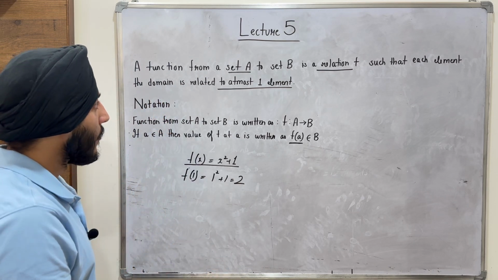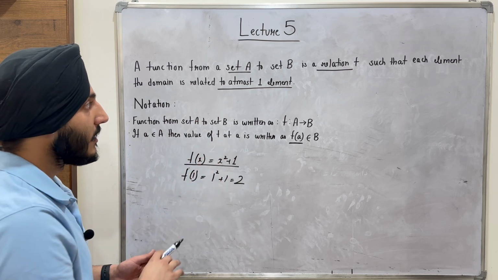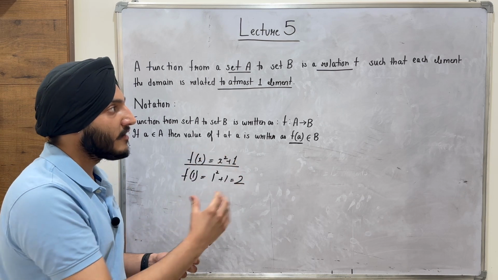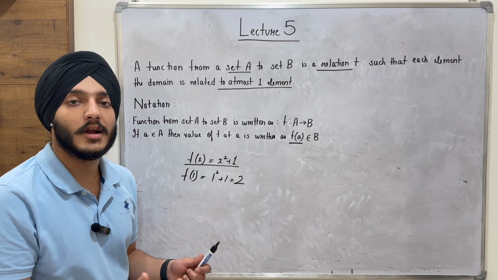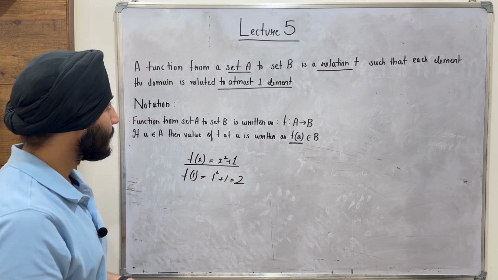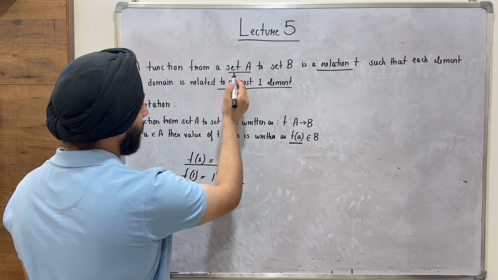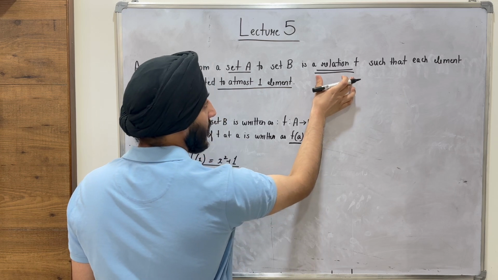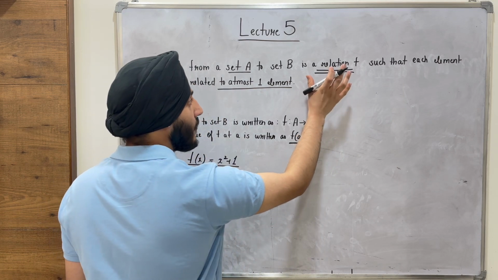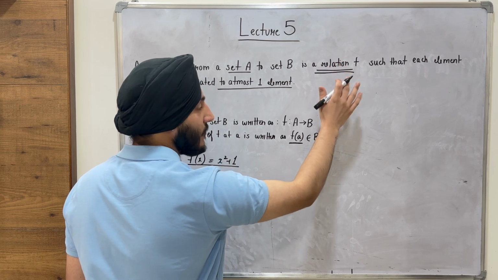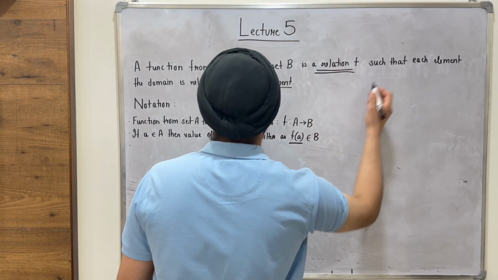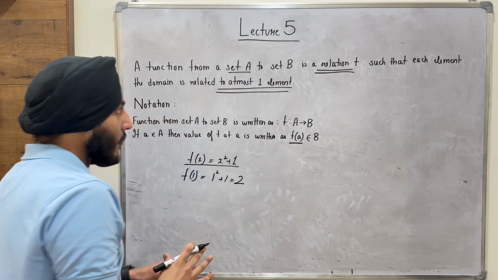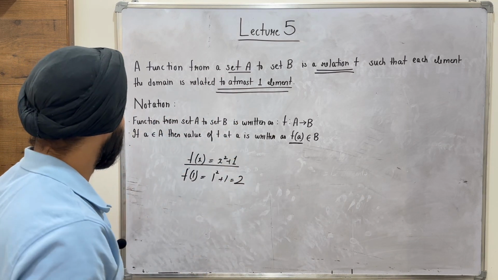Now let's try to understand what is the meaning of a function in discrete math. The basic idea of a function remains the same, but there are some formalities that we have to understand and some more definitions when it comes to discrete math, right? So a function from set A to set B is a relation f. This word, relation, we will understand in detail in future videos, but for now, just try to understand that it's a word, right? So it is a relation f such that each element of the domain is related to at most one element.